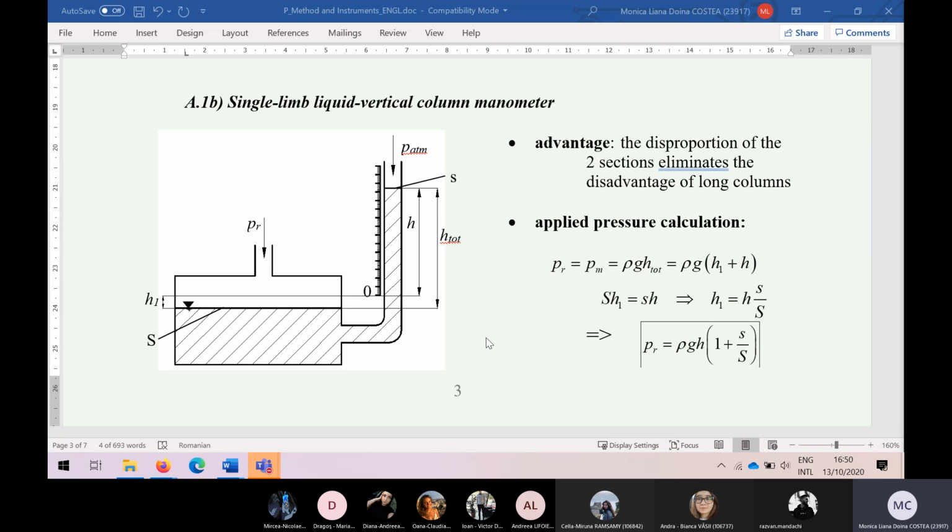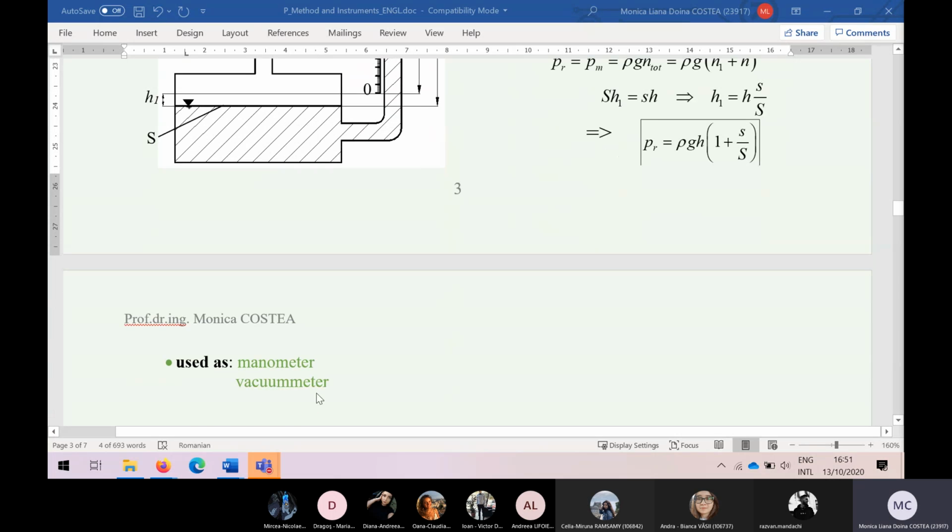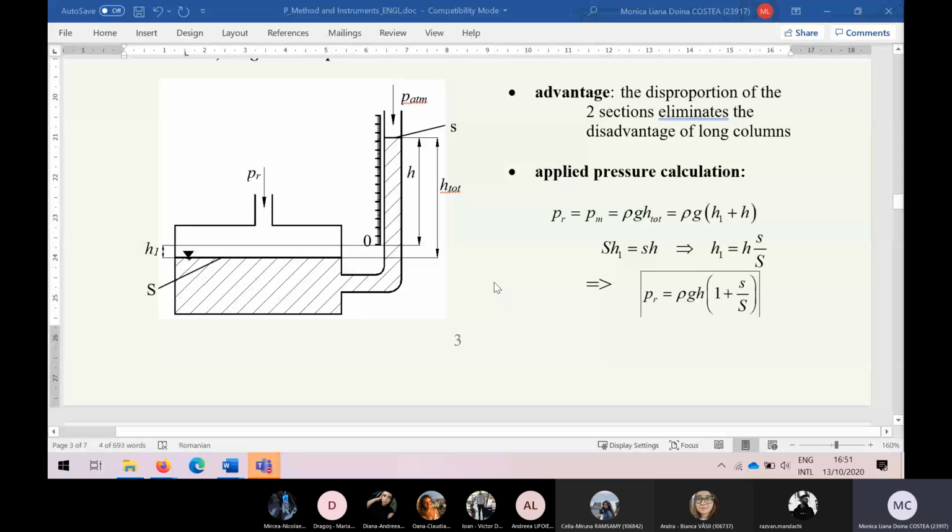Here, compared to the previous one, we have a constraint. The idea is that we can read only this height, yes? So we always have to push the liquid in the vertical tube. Now, in what is represented here, the instrument operates as manometer or vacuumeter? Again, the same comparison gives you the answer.